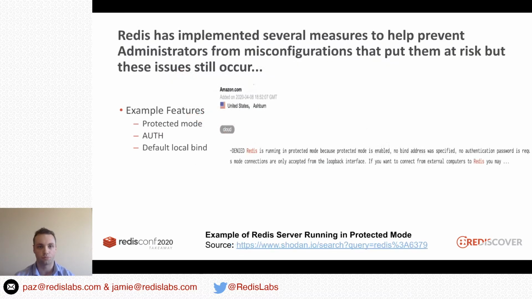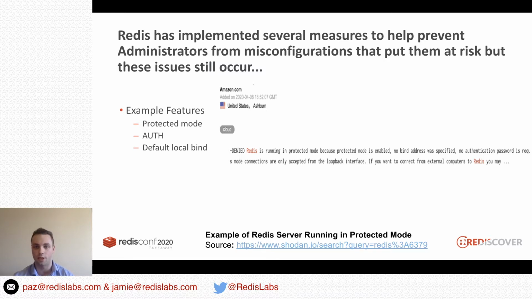But there's more. Redis has implemented several measures to help prevent administrators from these misconfigurations. And these misconfigurations are putting these administrators at risk. We've implemented protected mode, which helps ensure that Redis is only accessible on the local host. We've also implemented auth. Auth is an authentication structure for Redis. Redis also requires a network interface to be bound on the local host only when you use the default Redis account file. You have to actively change all of these configurations in order to open up Redis.